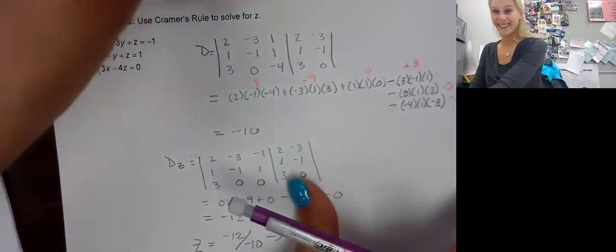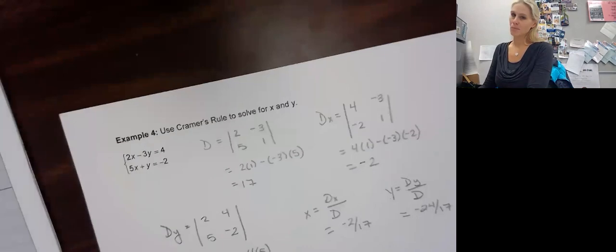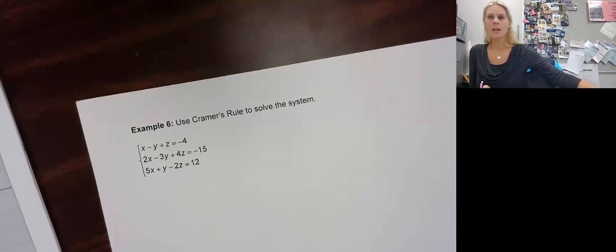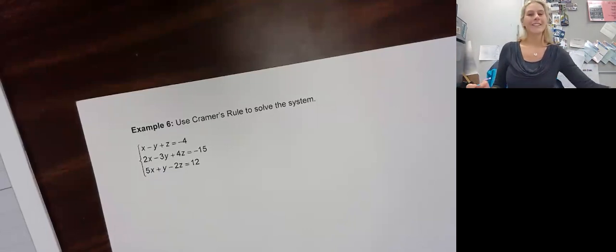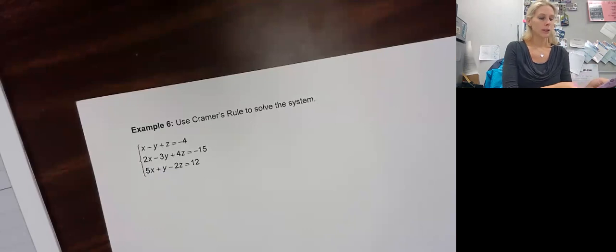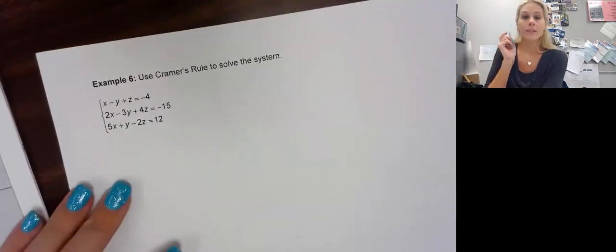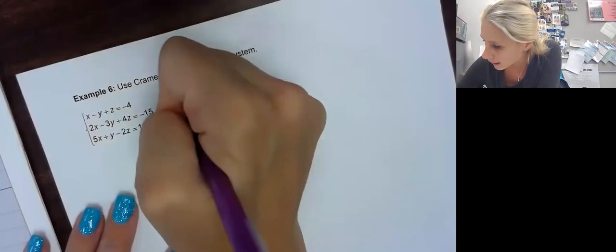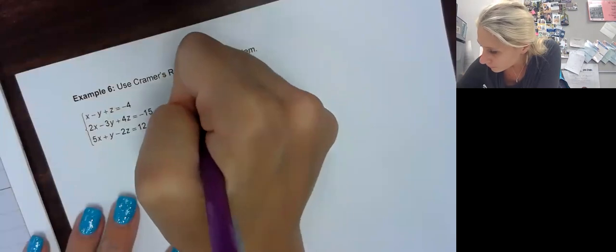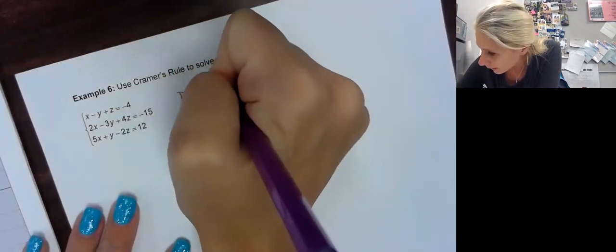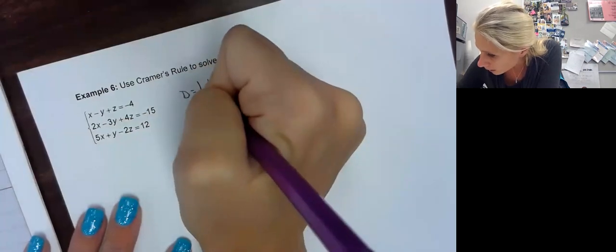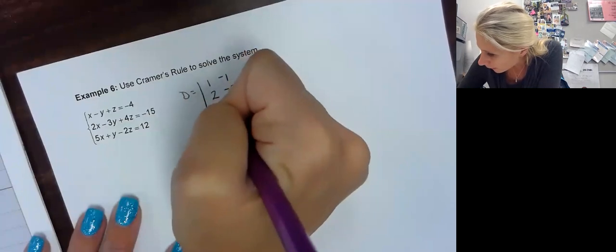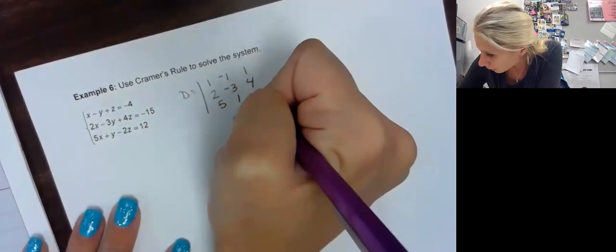All right, I think you got it. Let's see what the next one brings us, because this one, hopefully it shows us maybe either how long this could get or maybe a no solution, okay? All right, let's find our normal matrix determinant. So I'm going to put D here. We get 1, -1, 1, 2, -3, 4, 5, 1, -2.